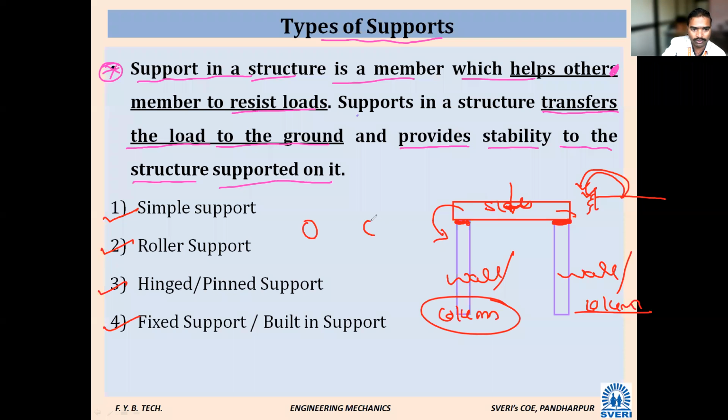When you consider there is one roller and another roller, and this is the ground, and on top of both I want to place one metal piece, here it is also simply supported.